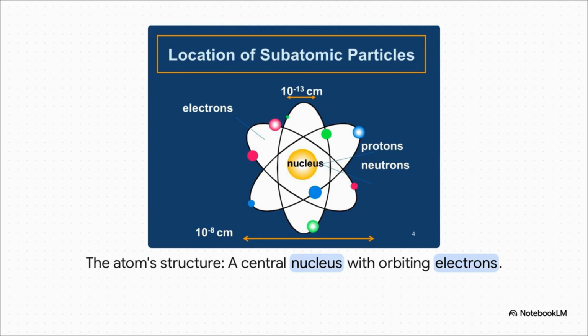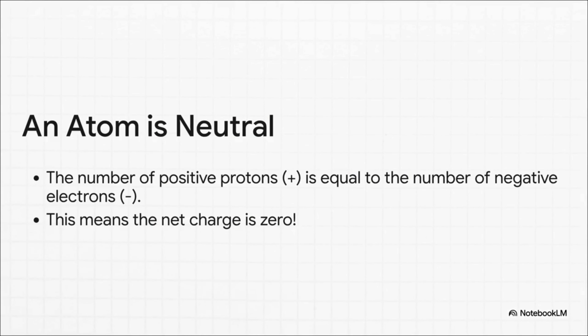So, where do all these particles hang out? Well, think of an atom like a little solar system. In the very center, packed tightly together, you have the heavy particles, the protons and the neutrons. We call this center the nucleus. And all those super lightweight electrons, they're zipping around the outside of the nucleus, kind of like planets orbiting the sun. Now, here's a really important idea to lock in.